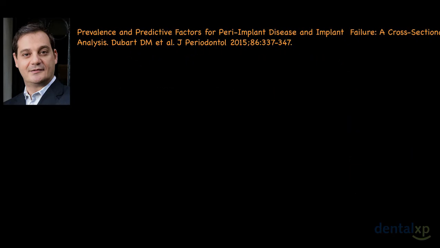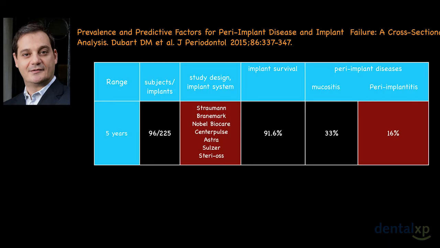Until recently, this year, we have had a new publication by Dubar from the University of Washington, where they looked at implants placed by the residents over 5 years. And the interesting part in that study is not only it talked about the prevalence, but also about indicating or predictive factors for peri-implant diseases. And if we look at the breakdown, we have multiple systems. Actually, here we have an abundance of systems. It's like 7 of them.